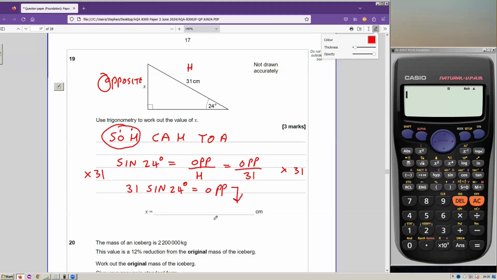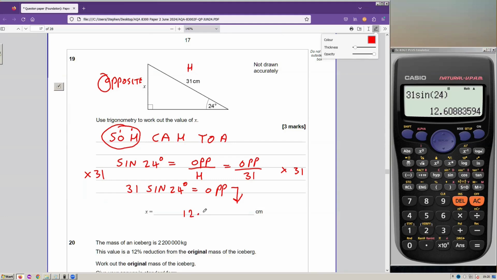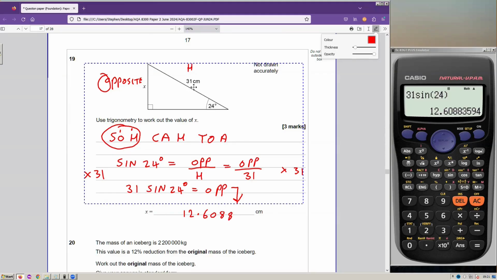And we do this on the calculator. So the way we do this, 31, you don't need the times sign, you just go sine 24. I close the bracket just for neatness. It probably doesn't matter on this one. What do we get? 12.6. I'll go to 4 places, 12.60, that'll do. And it looks about right. It would be about that for that sort of angle.